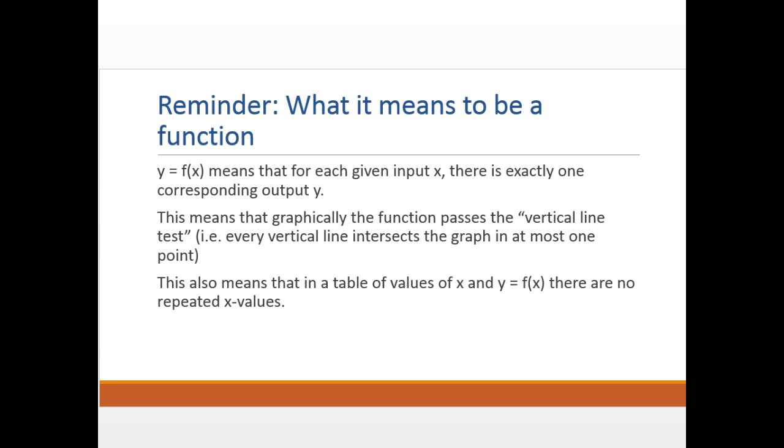What does it mean to be a function? This is just a reminder. Basically, a function means that for any given input x, there's exactly one corresponding output y. Graphically, this means it passes the vertical line test. In other words, if I saw the graph of a function and I were to pass vertical lines over it, any vertical line would intersect the graph at most one point. Numerically, this means if I was given a table, there'd be no repeated x values in the table.